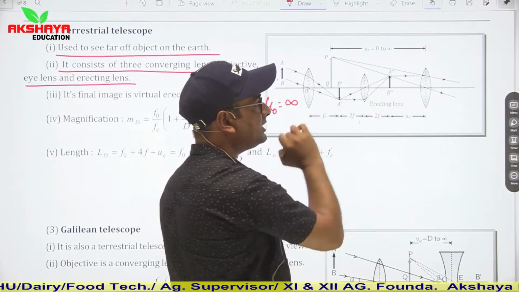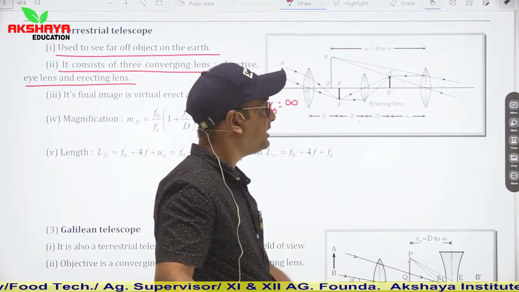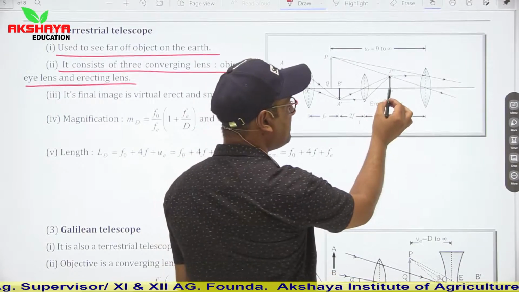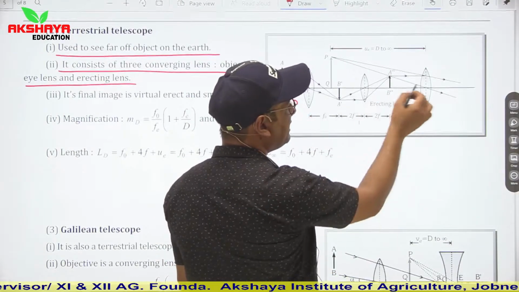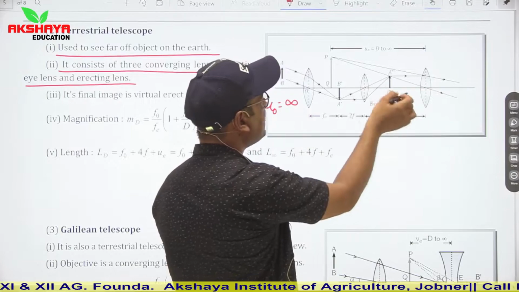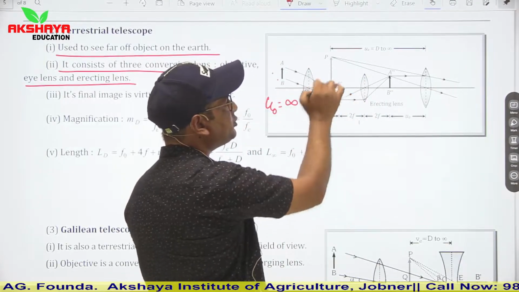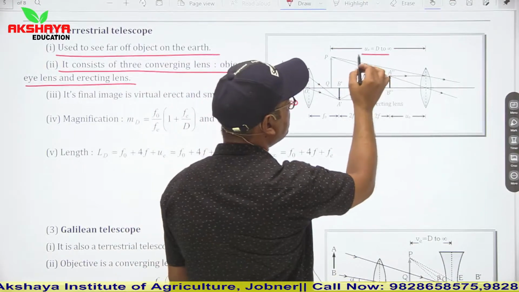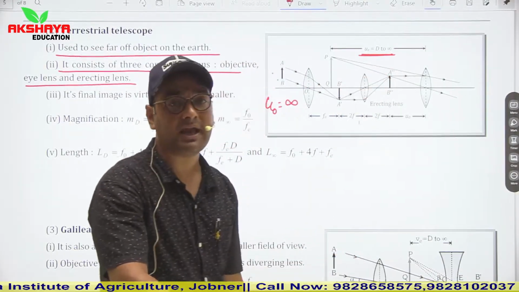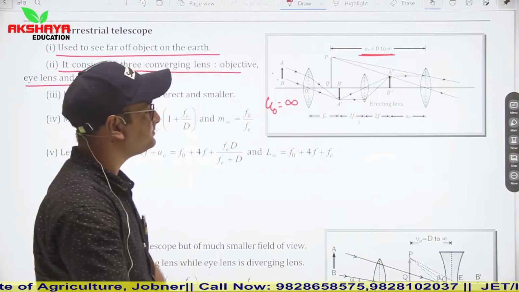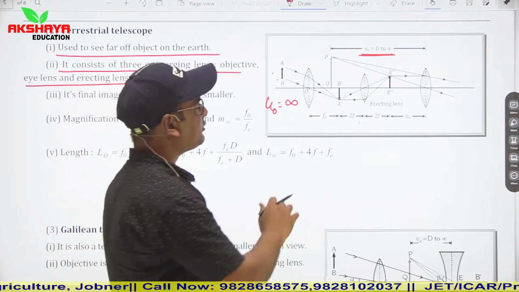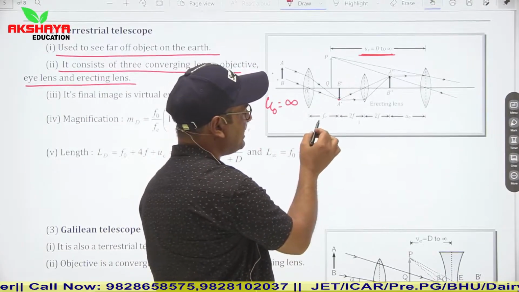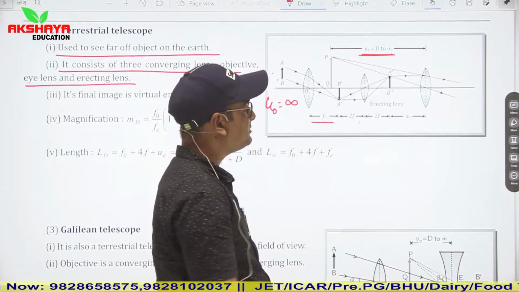So we can clearly see now the image has been erected and it is A double dash B double dash. This image A double dash B double dash again acts as an object for this eyepiece, and its final image PQ is formed, which is enlarged. And again if we talk about the position of this image, it can be anywhere between D to infinity. So this is the general concept. Here we can say that the image is formed at the focus of this objective, so this length is the focal length of the objective.